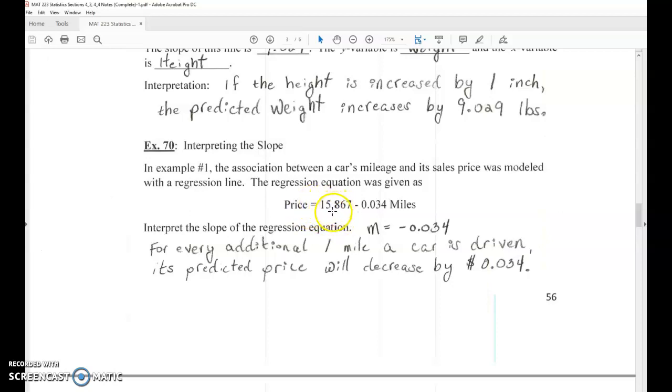Price equals 15,867 minus 0.034 miles. So what does that minus 0.034 mean? That's the slope. M is minus 0.034 because it's b plus mx. So the negative sign goes with the slope. What it means is that for every additional mile that a car is driven, its predicted price will decrease by $0.034, or 3 cents and 4 tenths of a cent, right? 3.4 cents, or $0.034.